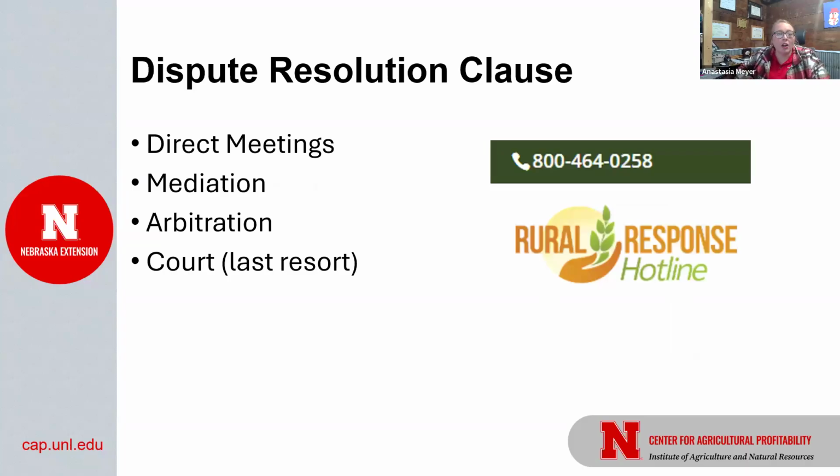And then if there are disputes, how to go fix it. The dispute resolution clause is a good way. You can start with one-on-one meetings, mediation, arbitration. Court should be your last resort. Know that most of these have a cost associated with them.